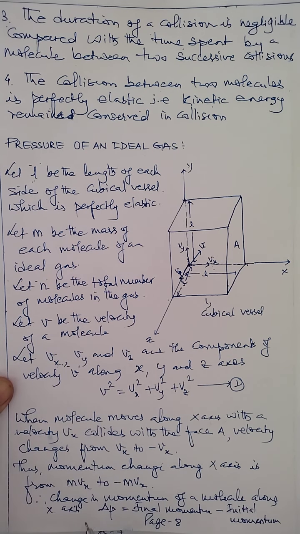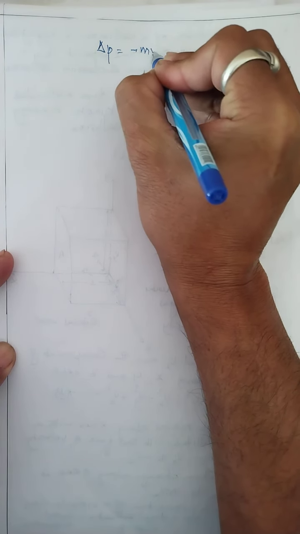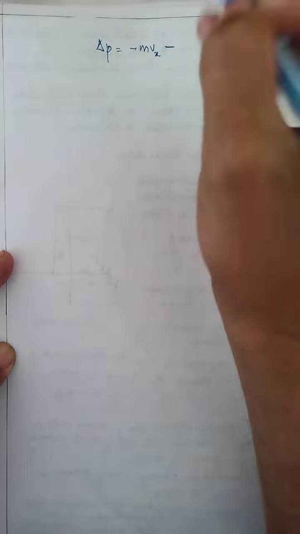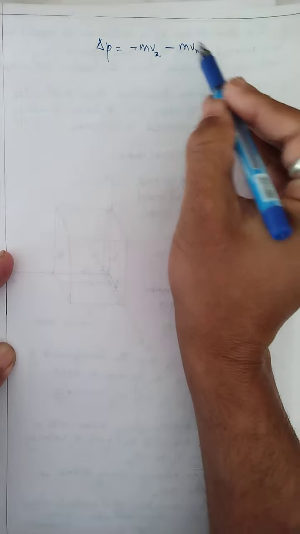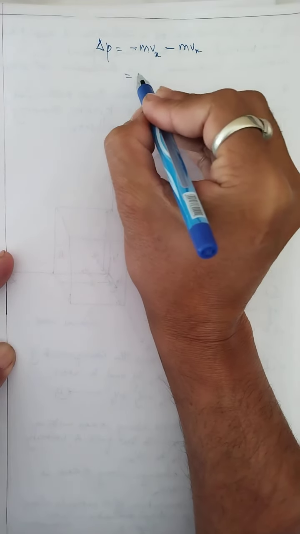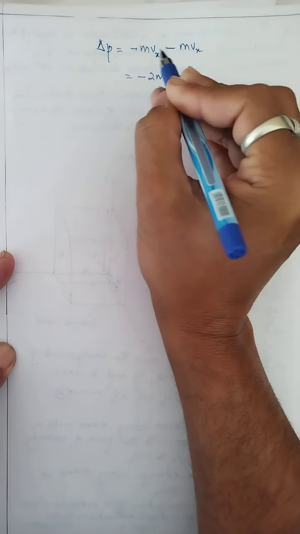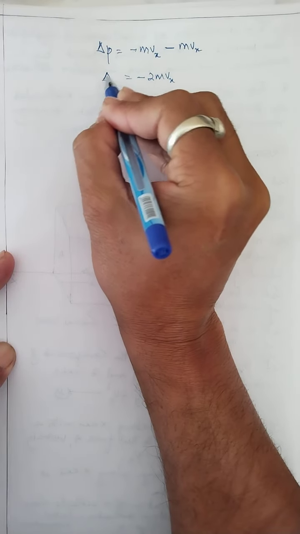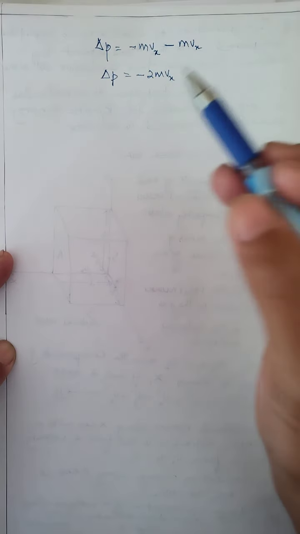So what is the change in momentum? The change in momentum of the molecule along the x-axis we can write by the symbol delta p equals final momentum minus initial momentum. So your final momentum, children, is minus mbx, minus initial momentum mbx. Same sign means it will be added. It will be minus 2mbx. Minus mbx minus mbx means minus 2mbx. So this is delta p. What is the change in momentum? Minus 2mbx, but this is along the x-axis.